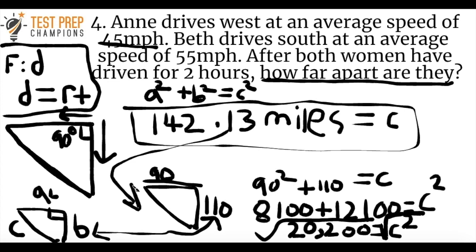Just a quick recap: we knew that Ann was driving west and Beth was driving south, and we knew the times for both of them, 2 hours. We knew both of their rates, so we found the distance Ann traveled and the distance Beth traveled using the distance formula. Because we had a 90-degree triangle, we could use a squared plus b squared equals c squared, the Pythagorean theorem. We did 90 squared plus 110 squared and got 20,200, which equaled c squared. But that's not the final answer, so we had to take the square root of 20,200, which gave us about 142.13 miles, which is our answer.